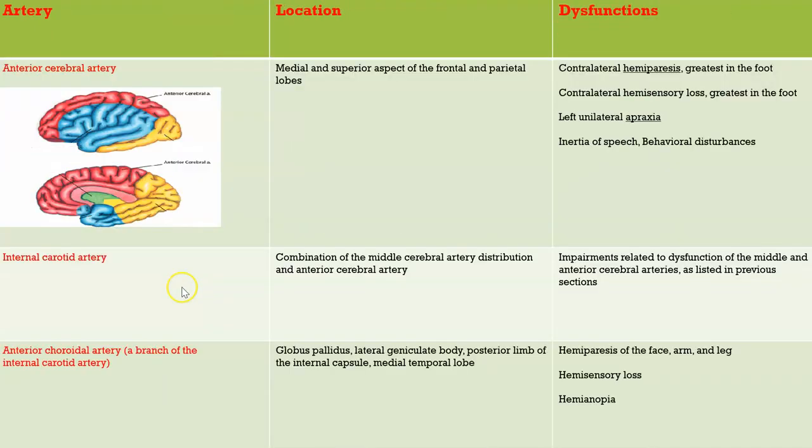is occluded. Now, the anterior choroidal artery is a branch of the internal carotid artery, which goes to the globus pallidus, lateral geniculate body, and posterior limb of the internal capsule. So again, hemiparesis of arm, face, leg, hemisensory loss, and hemianopia.